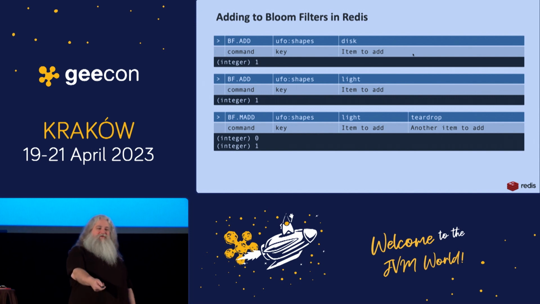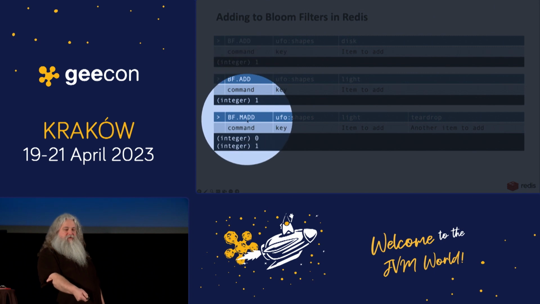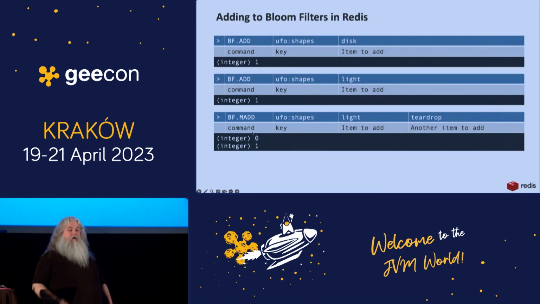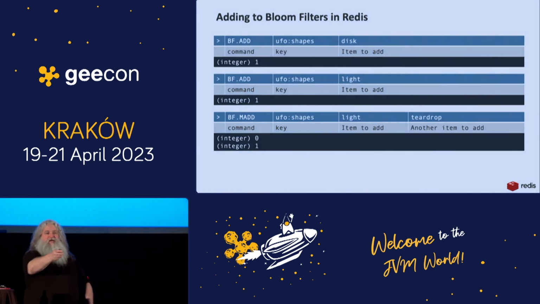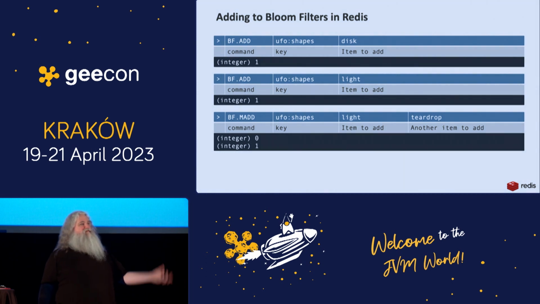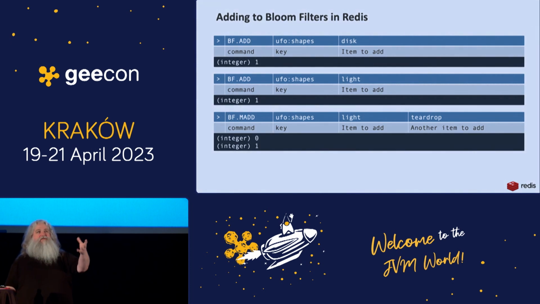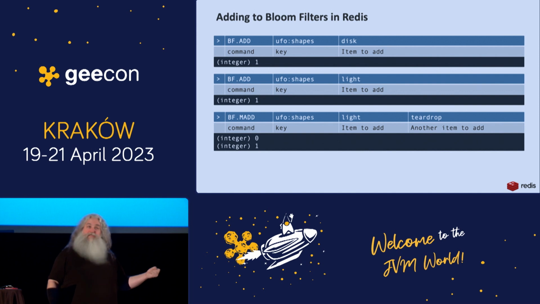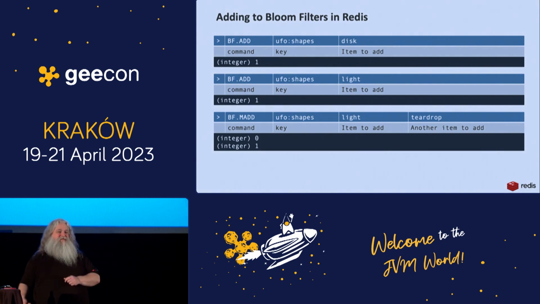It's worth noting here that in the madd example, it's returning a 0 and then a 1. That's because in the right here, I've added light already. And so it knows that that doesn't modify the state of the Bloom filter. And so if it doesn't modify the Bloom filter, it lets you know. So you can actually add and check at the same time, which is kind of handy. Saves a round trip. It's a very Redis thing to do.